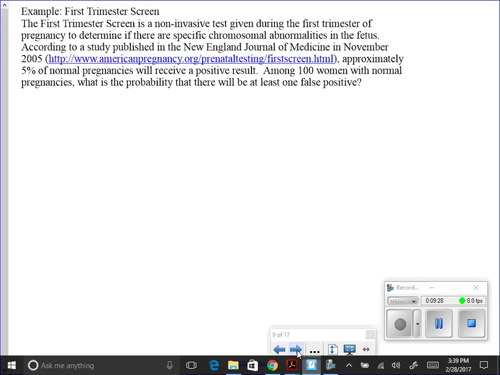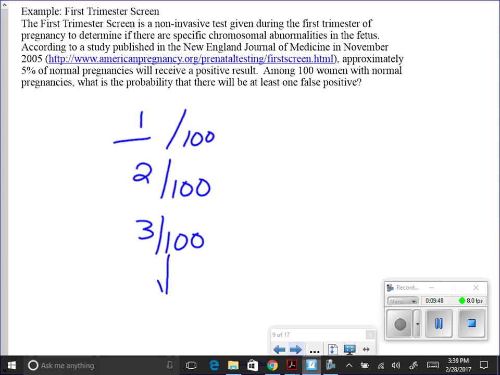Among 100 women with normal pregnancies, what's the probability that there will be at least 1 false positive? So, to find this, if we have at least 1, we could have 1 false positive out of 100. We could have 2 false positives out of 100. We could have 3 false positives out of 100, so on and so forth, until we have all 100 that are false positives. Now, if I found the probability of each one of these, it would take me a really long time. So it's actually easier to find the probability of no false positives first.